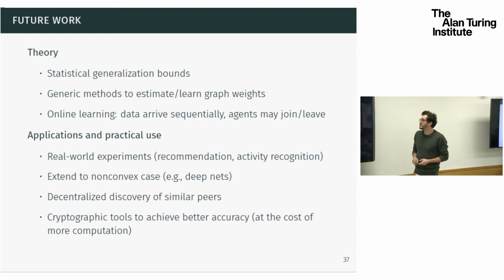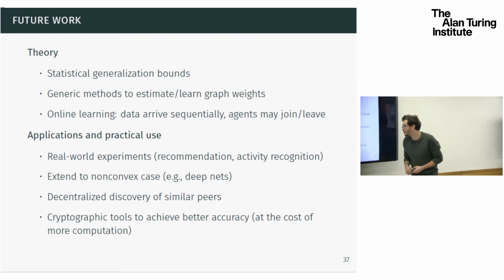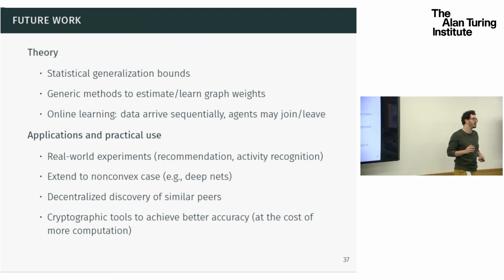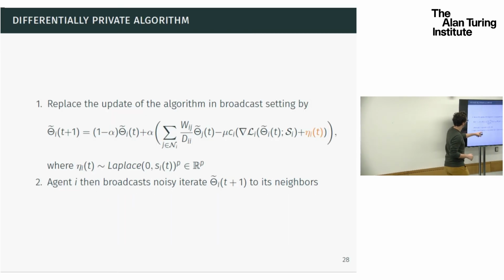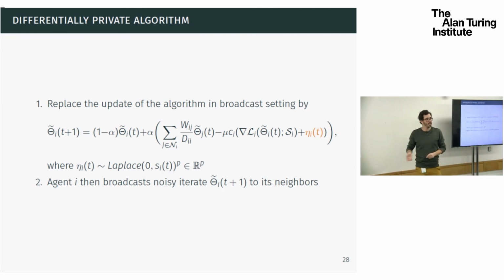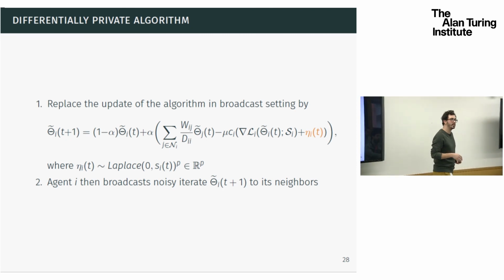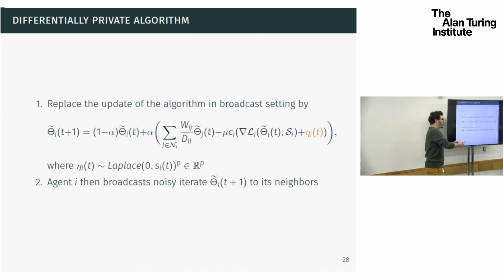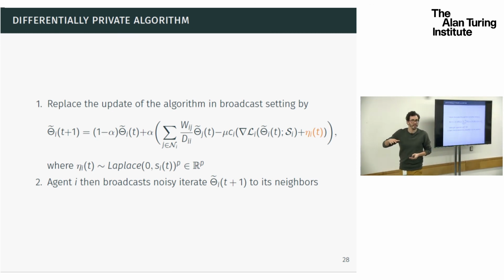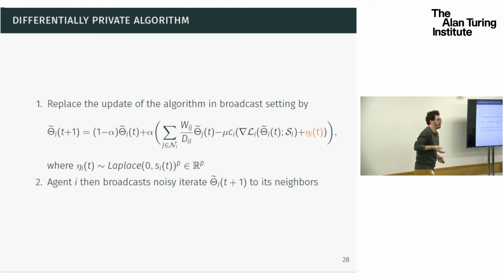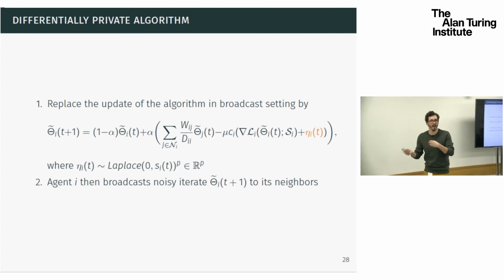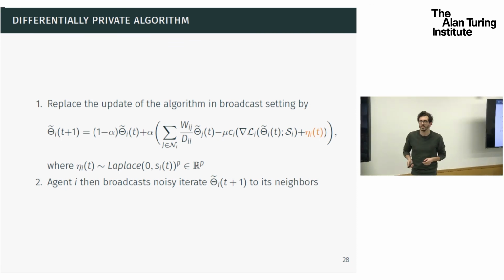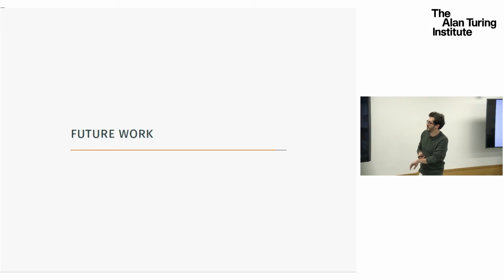There's, I think, a lot of opportunity here to use cryptographic tools to achieve better accuracy at the cost of more computation. One simple example: in all the algorithms that I presented, we do a weighted aggregation of the neighbors' models. Here what I do is add the noise before I do the aggregation, whereas you could do the aggregation and add the noise on top of the aggregation. And that would reduce a lot the amount of noise you need to add. So there are a few places like this where you can probably benefit from a mixed approach. And that's it. Sorry for going a little bit over time.